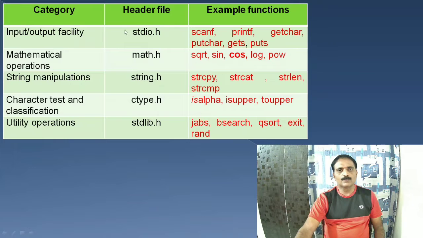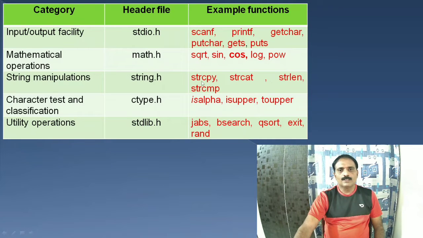If we include this particular header file, then only these functions are going to be activated, or there is a possibility for execution of this particular function. Similarly, in order to have the mathematical operations like square root, sine, cos, log, power, in order to execute all these functions, we have to include math.h.